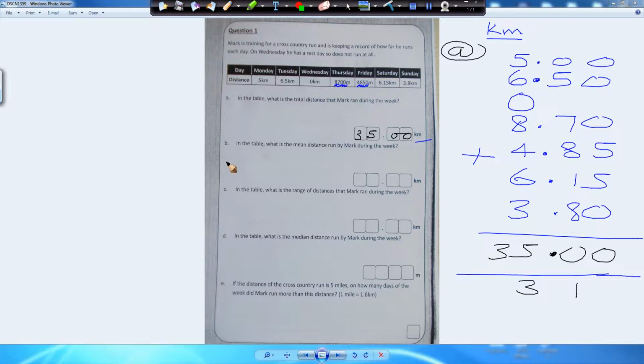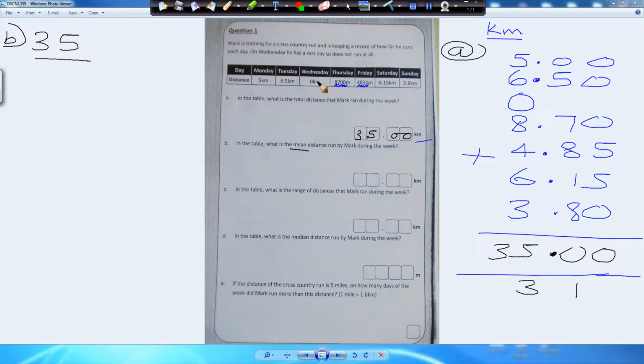Might need to drop the space off because we won't have space for everything. Question B. In the table, what is the mean distance run by Mark during the week? When we talk about the word mean, what are we talking about? We add up all the numbers, which we've already done, which is 35, and we divide it by the number of numbers, 7, which is 1, 2, 3, 4, 5, 6, 7.